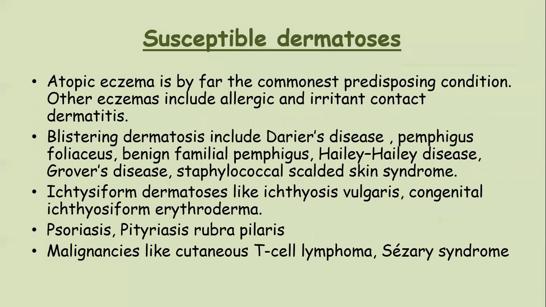The susceptible dermatoses. Atopic eczema is by far the most common, and other eczemas include allergic and irritant contact eczemas. Then several blistering dermatoses include Darier's disease, pemphigus foliaceus, Hailey-Hailey disease, Grover disease, and staphylococcal scalded skin syndrome. Ichthyosiform dermatoses like ichthyosis vulgaris and congenital ichthyosiform erythroderma. The susceptible dermatoses also include psoriasis and PRP, and malignancies like cutaneous T-cell lymphoma and Sézary syndrome.